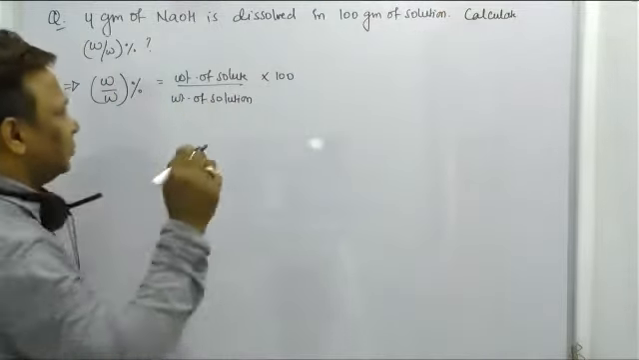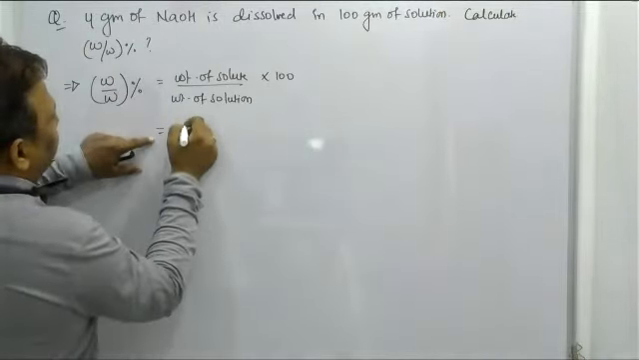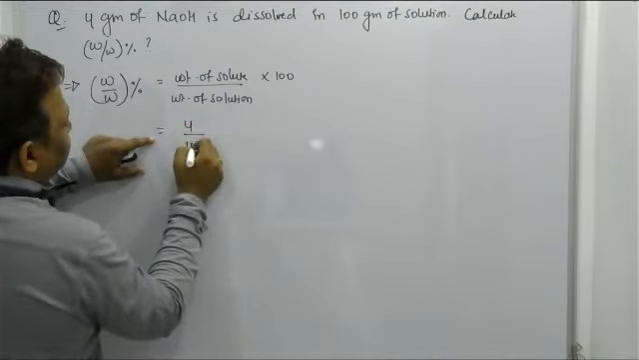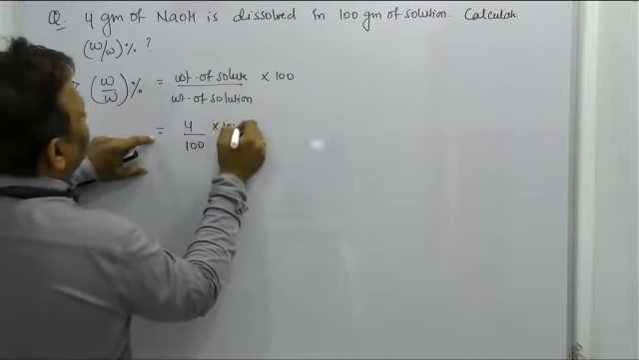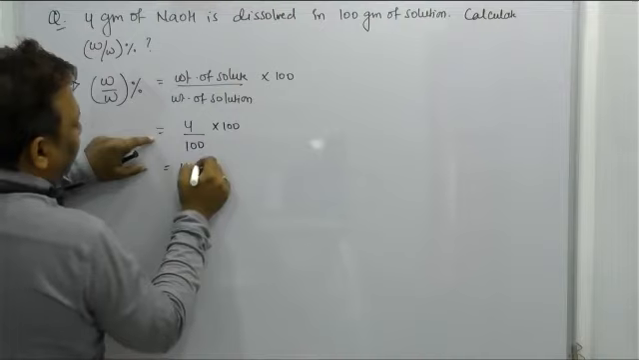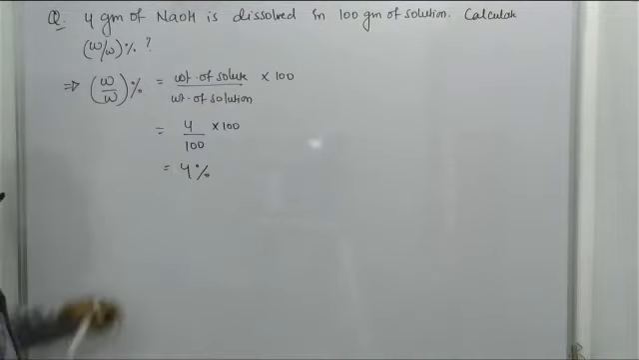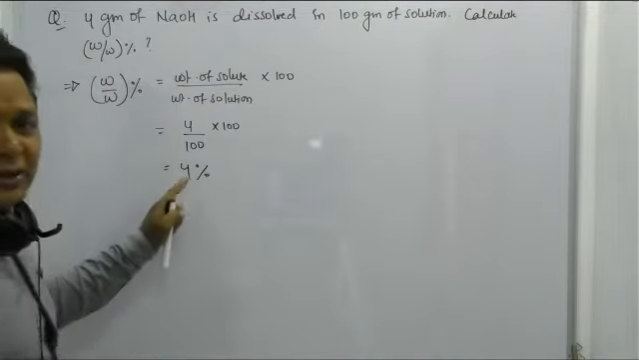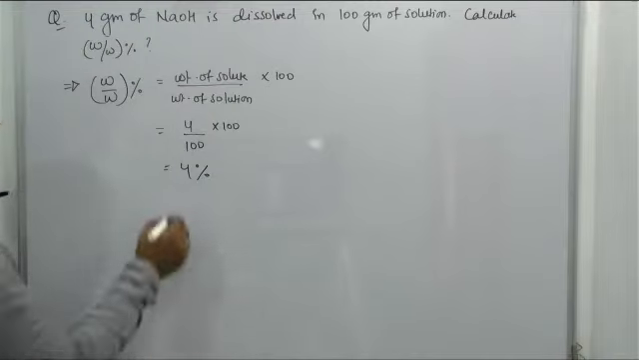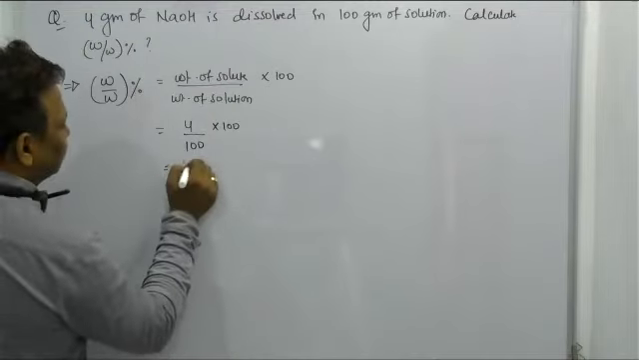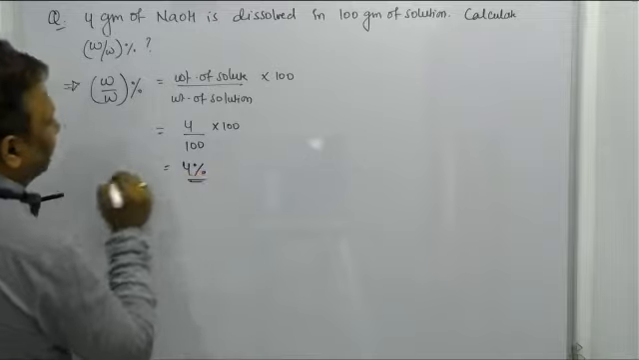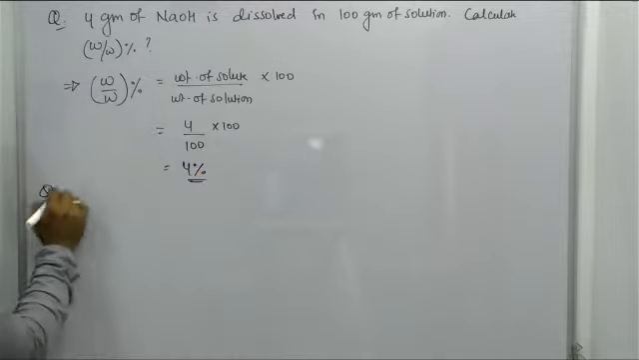If you substitute this value here, weight of solute is 4, weight of solution is 100, and into 100, what will I get? I will get 4%. So the W by W of this one is 4% of NaOH. We got it.